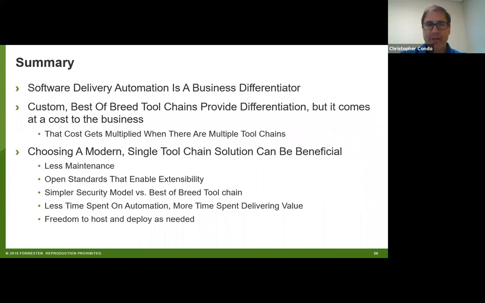in summary, what I say is that software delivery automation is a business differentiator, right? If you can get innovation out to your customers faster, you're going to have happier customers. Custom best-of-breed tool chains provide differentiation, but it comes at a cost to the business, right? That cost gets multiplied when there are multiple tool chains. And choosing a modern single tool chain solution can be beneficial.